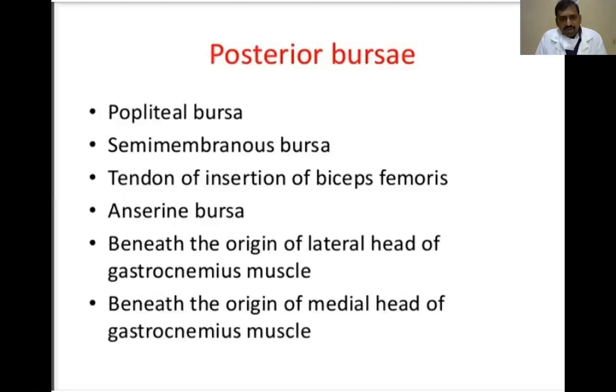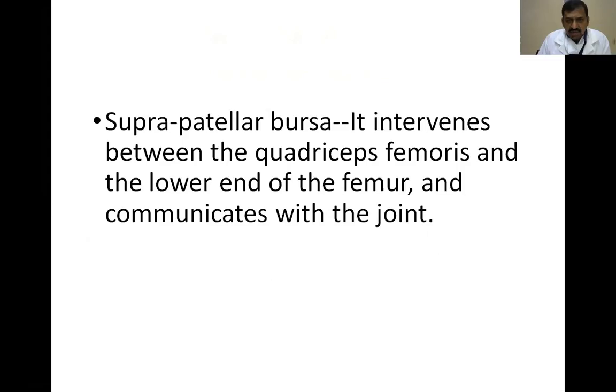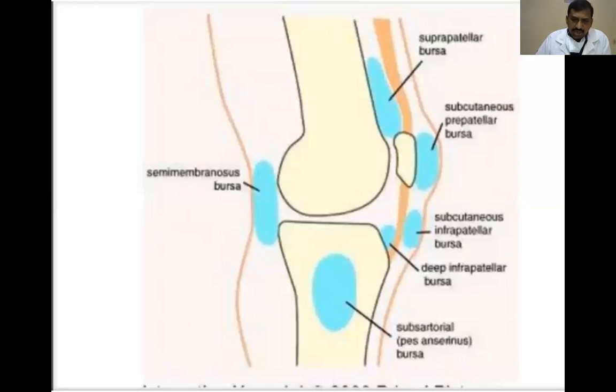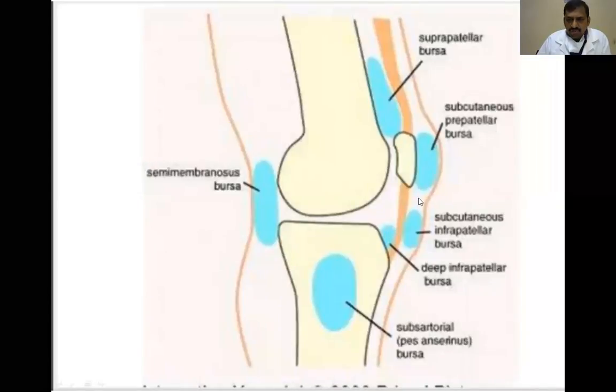In the posterior part there are also some bursae: the popliteal bursa, the semitendinosus bursa, the bursa at the tendons of insertion of the biceps femoris, the anserine bursa, a small bursa beneath the origin of the lateral head of the gastrocnemius, and one beneath the origin of the medial head of the gastrocnemius. In total, 10 bursae are present around the knee joint. The blue colored ones are the bursae of the knee joint.